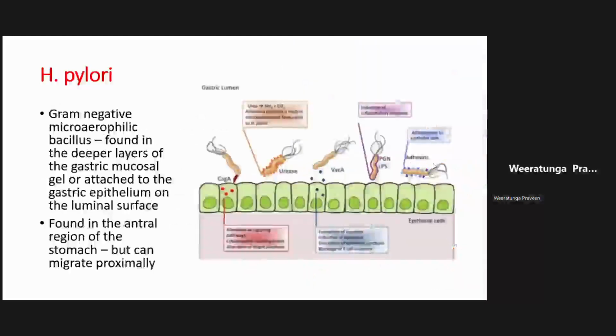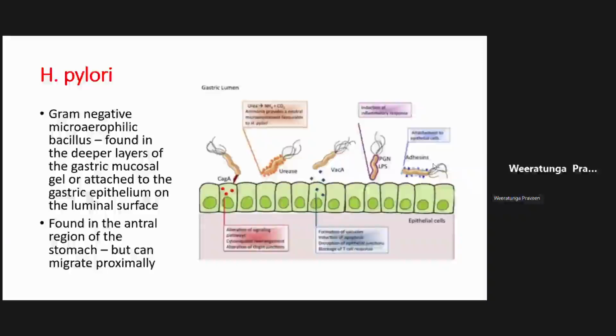Now, if you take the organism itself, there are a few facts that you need to know. Helicobacter pylori is gram-negative, and it's found in the very deep mucosal layers. If you imagine the mucosa is a thick layer, it's deeply embedded in the mucosa, and it is attached in some cases to the gastric epithelium. Most of the time you find Helicobacter pylori in the antral region of the stomach, deep in the gastric mucosal gel attached to the gastric epithelium.